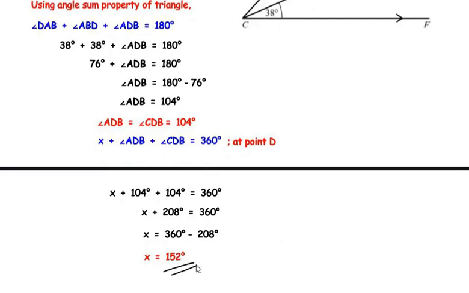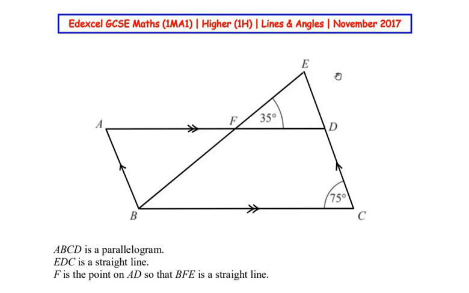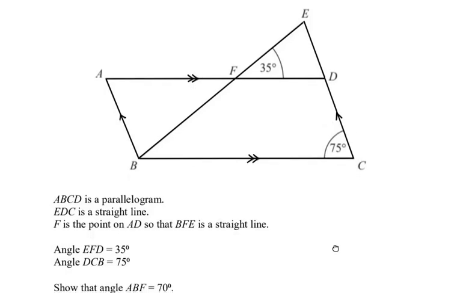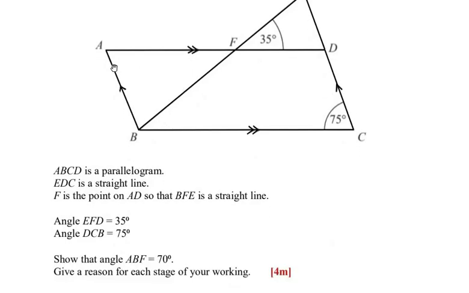Now let us move on to the second question. The second question is referred from November 2017 paper. ABCD is a parallelogram, EDC is a straight line, F is a point on AD, so that BFE is a straight line. Angle EFD is equal to 35 degrees and angle DCB is equal to 75 degrees. Show that angle ABF is equal to 70 degrees. Give a reason for each stage of your working.